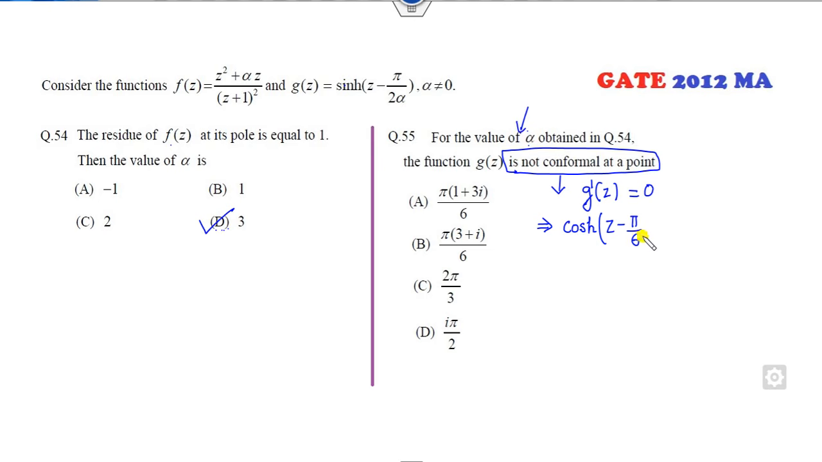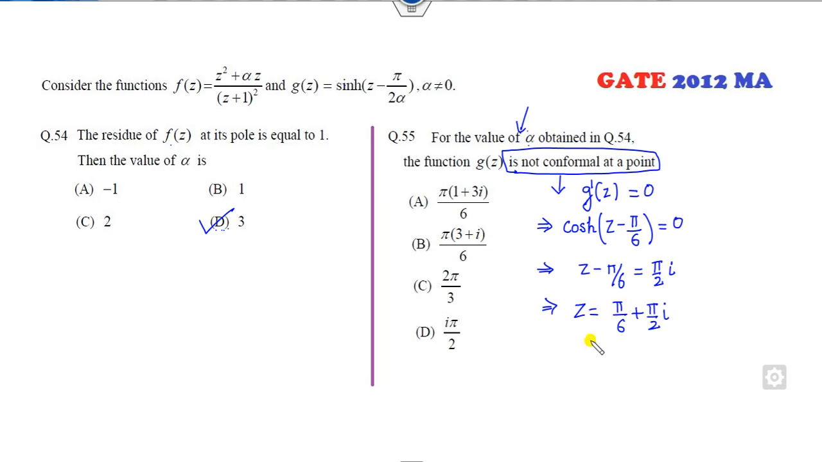So this is my 6. Fine. Now, when will the cos hyperbolic be 0? Do you remember the value of the cos hyperbolic? It is pi over 2 iota. So can you find the value of z from this? It's pi over 6 plus pi over 2 iota.